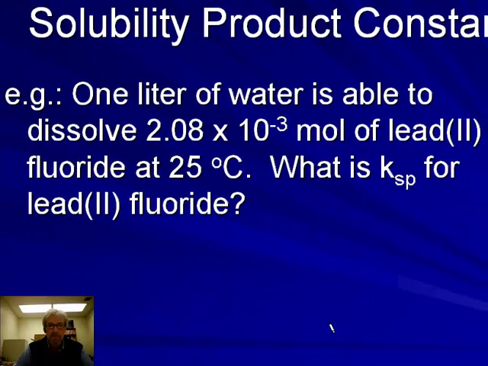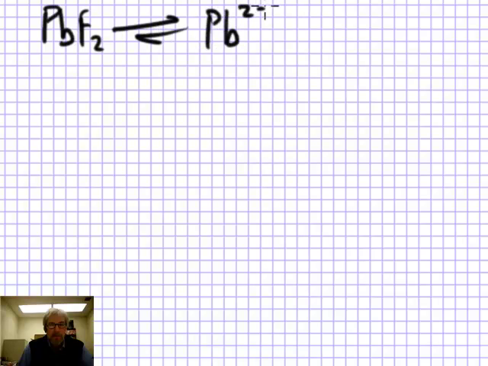So here's a problem to help us get comfortable with the idea. 1 liter of water is able to dissolve 2.08 times 10 to the minus third moles of lead-2 fluoride at 25 degrees C. And the question is, what is Ksp for lead-2 fluoride? Well, the equilibrium here is PbF2 in a dynamic equilibrium with Pb2+ in aqueous solution and 2 F- in aqueous solution. Initial concentration.